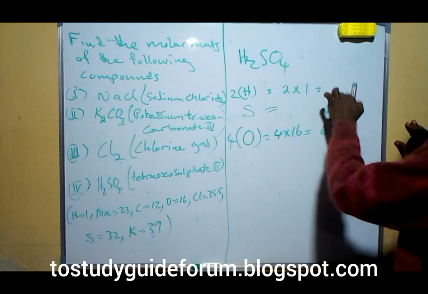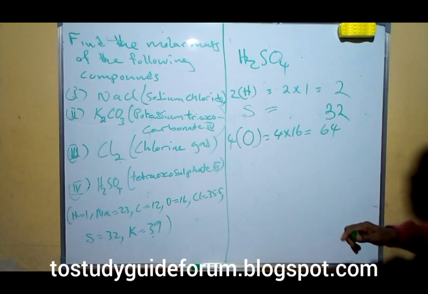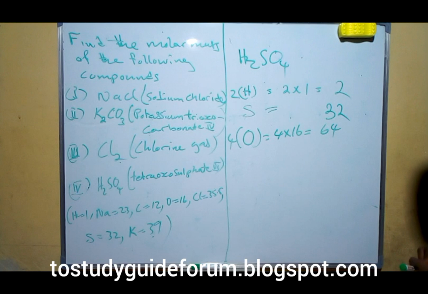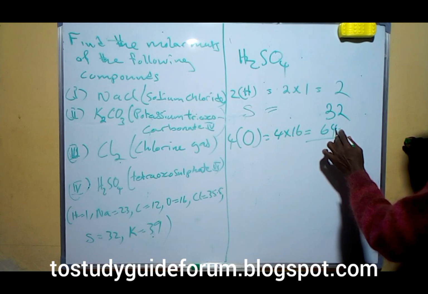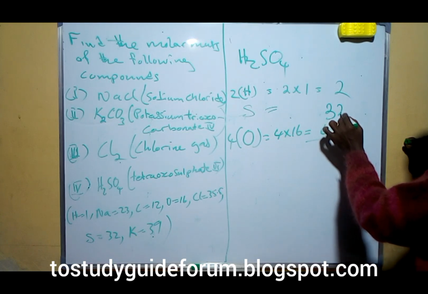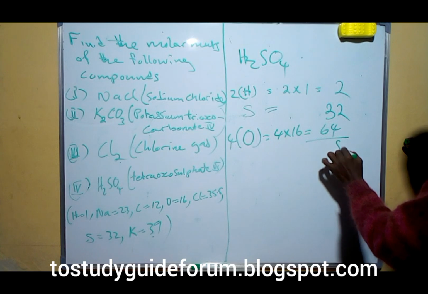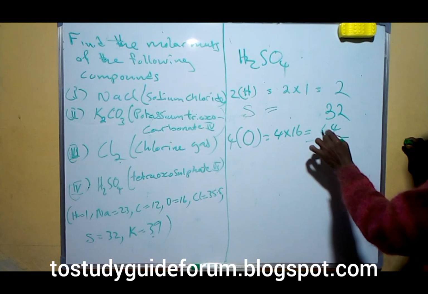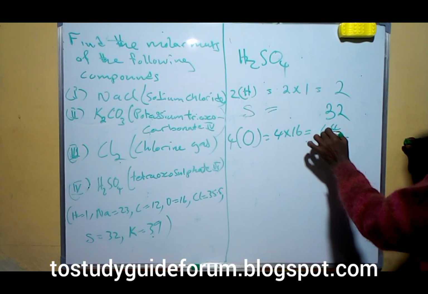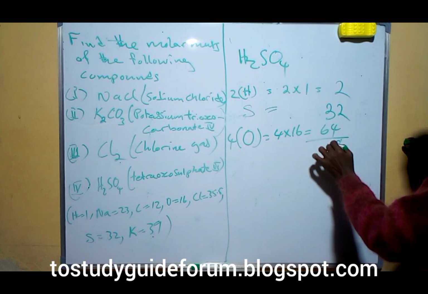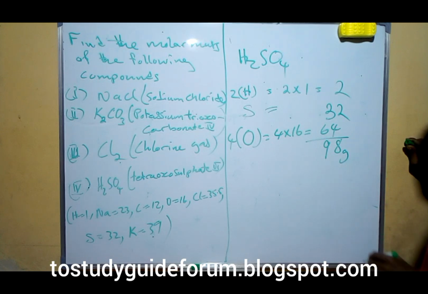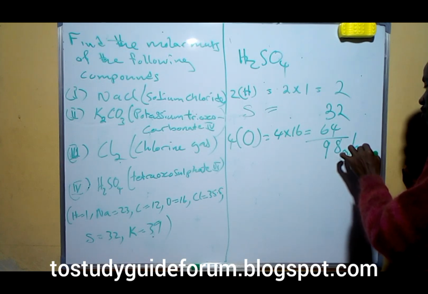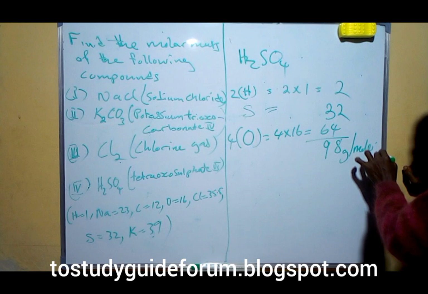This is 2. So when we add up everything we have, 2 plus 32 plus 64 will give us 98 gram per mole for it.